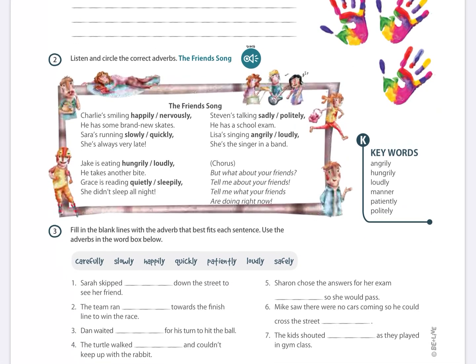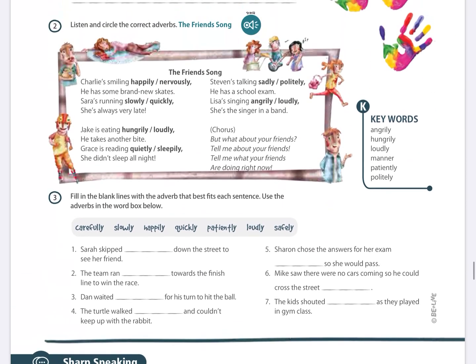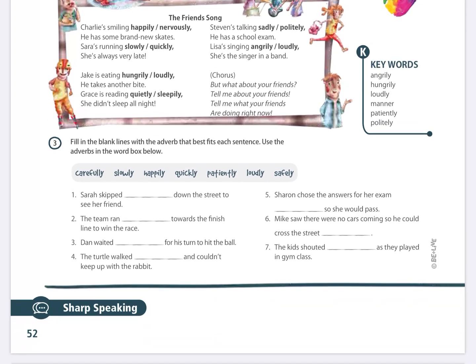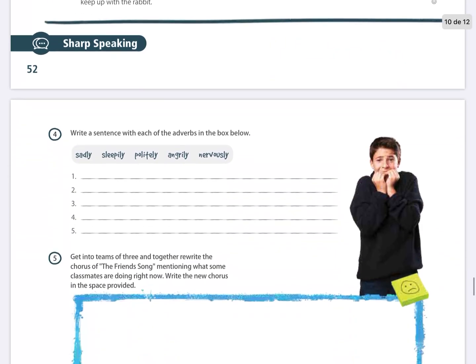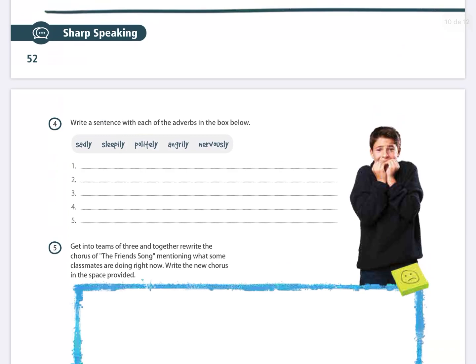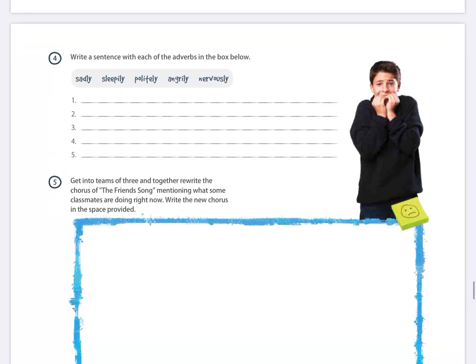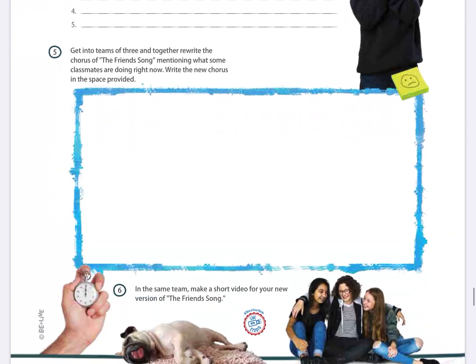Then we are going to do a listening activity where we listen to the Friends song and select the correct adverbs that are there. Finally, we are going to fill in the blank lines with the words that you have here. The last activity that we are going to do this week is to write a sentence with each of the words in the box below. You have sadly, sleepily, politely, angrily, and nervously. We are going to write 5 sentences.